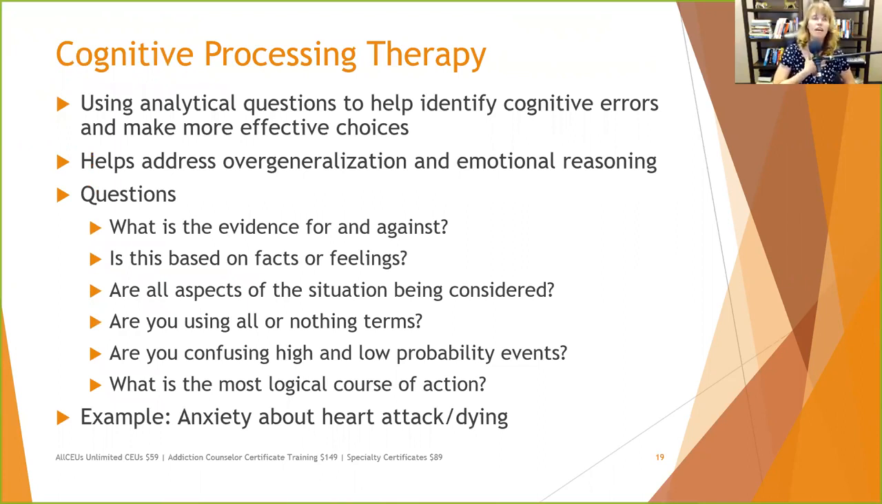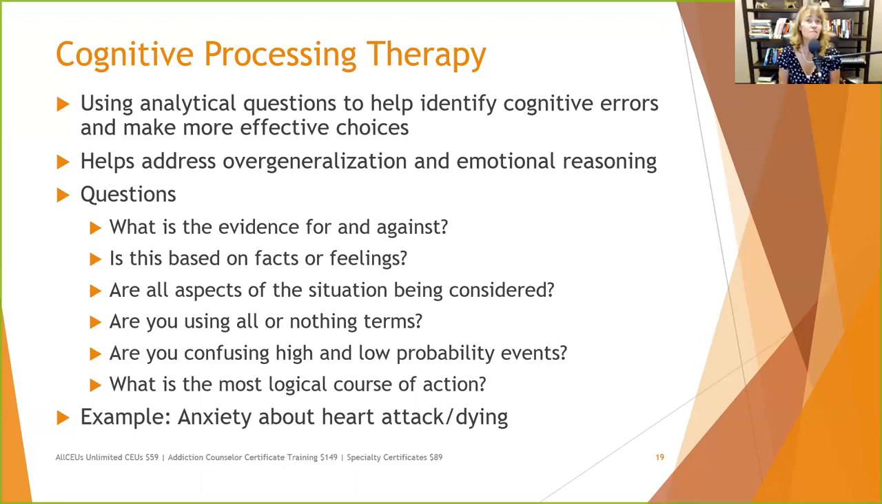So if their heart is racing and they're like, oh my gosh, I'm having a heart attack, I'm going to die. What's the evidence for and against this? Well, their heart's racing, so that's evidence for. But what's the evidence against? Maybe they have a history of panic attacks. Maybe they've already had a pot and a half of coffee. Maybe they just were driving and they got cut off in traffic, so they had an adrenaline surge. So they want to look at the evidence.